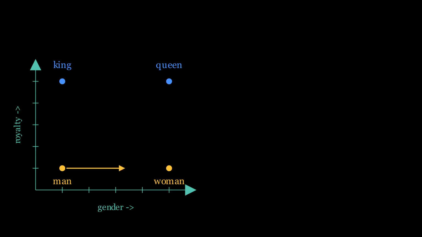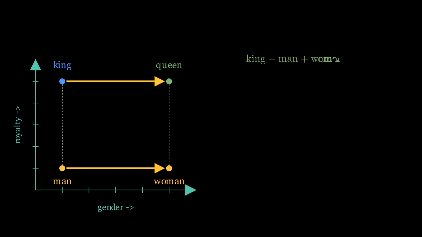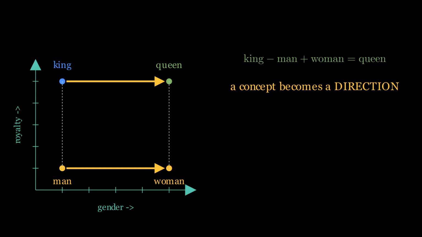On this little map, walking from man to woman is one particular step, 4 to the right. Now go and stand on king and take that exact same step. You land on queen, which we can write as pure arithmetic. King minus man plus woman equals queen. This model was never taught what royalty is or what gender is, but because those distinctions show up consistently in how the words are used, they became consistent directions in the space. And once a concept is a direction, you can do algebra on meaning.